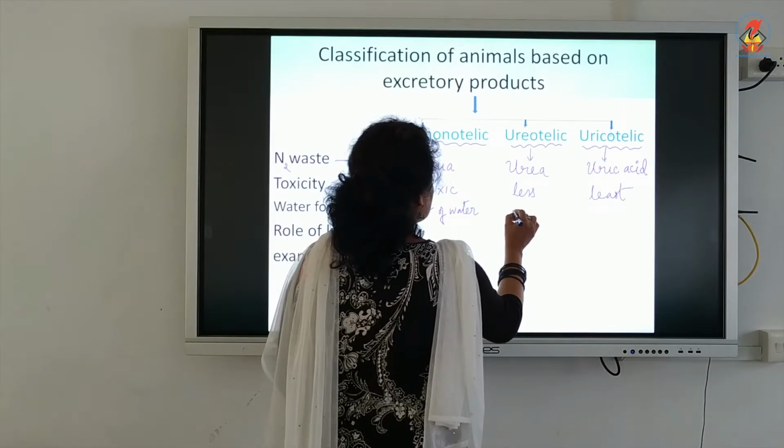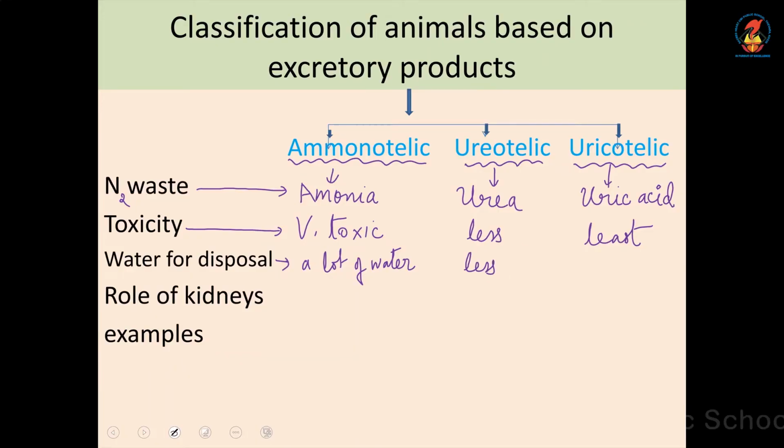The second category, ureotelic, requires less water, and uricotelic requires the least or minimal amount of water. They have no access to water.